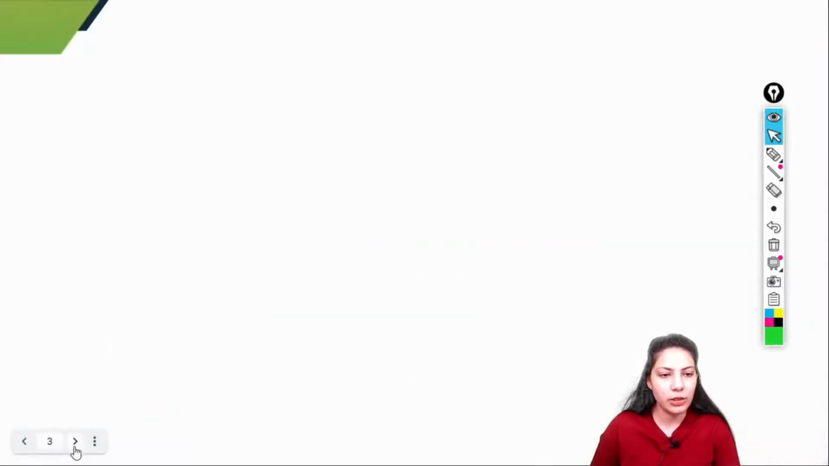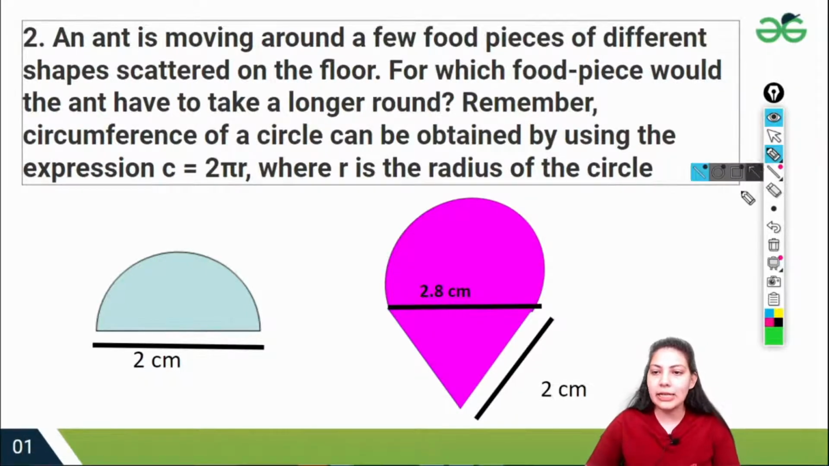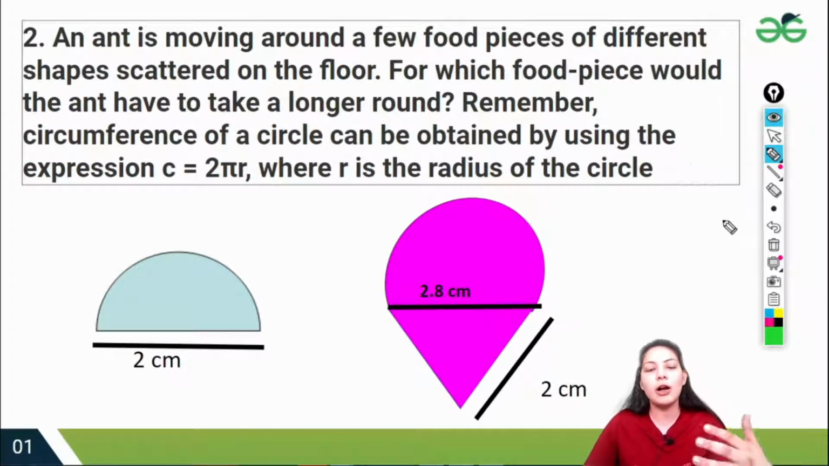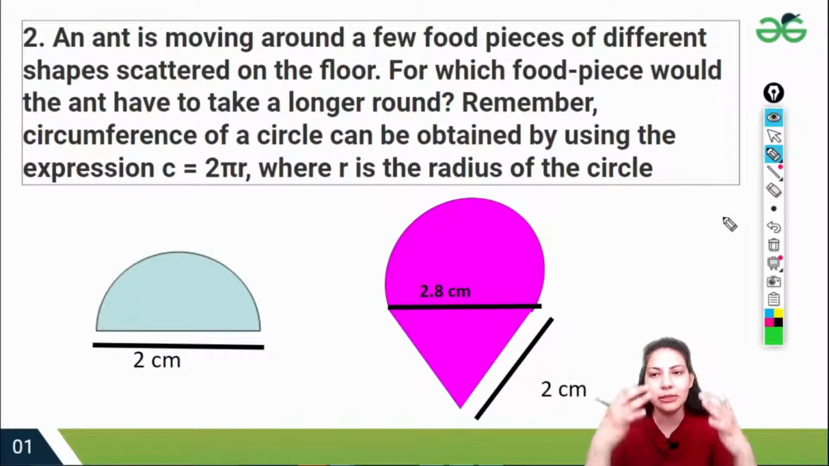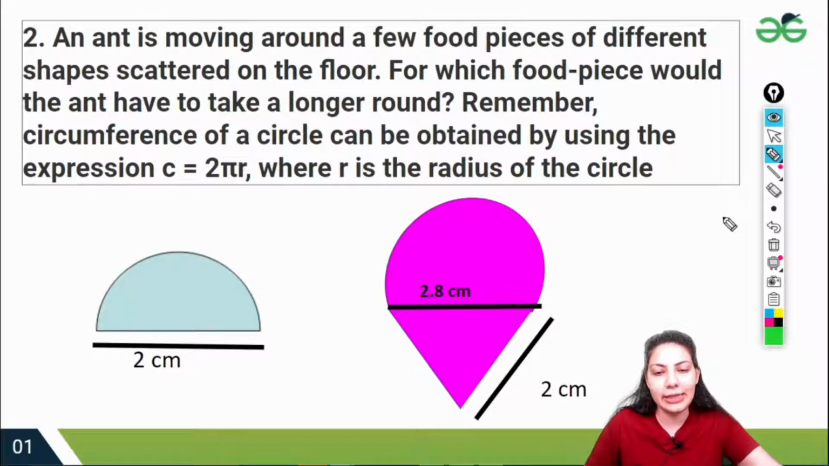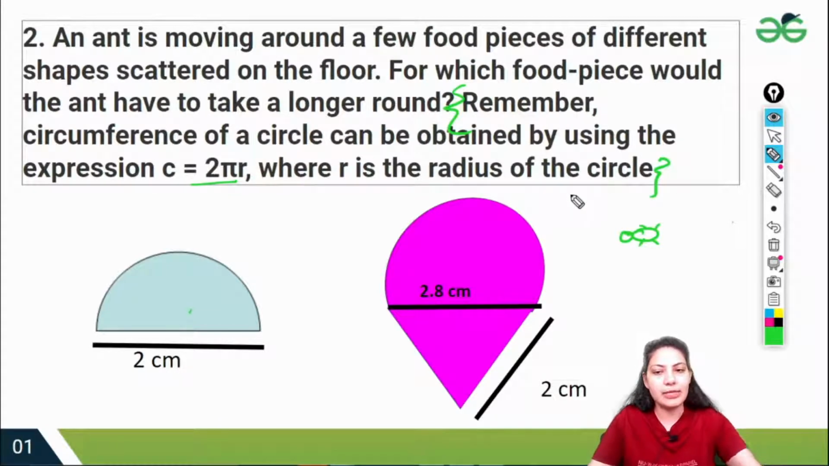Now let us move on to our next question. So basically this is an NCERT question I have picked out because we are solving some easy and tough questions both, so that everybody can get the concepts. Now the ant is moving around a few food pieces of different shapes. These are the food pieces around which the ant is moving. For which food piece would the ant have to take a longer round? Remember circumference, this is a hint. The circumference of a circle can be obtained by using this expression, where r is the radius. So this is basically the hint.